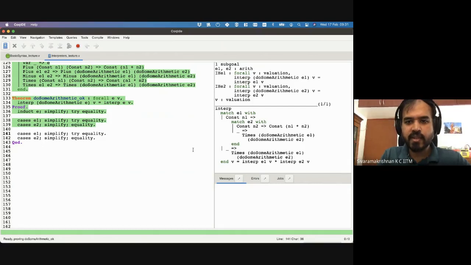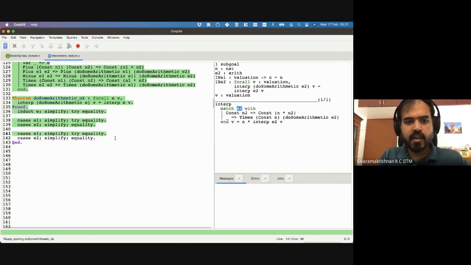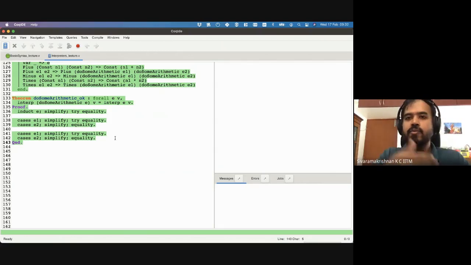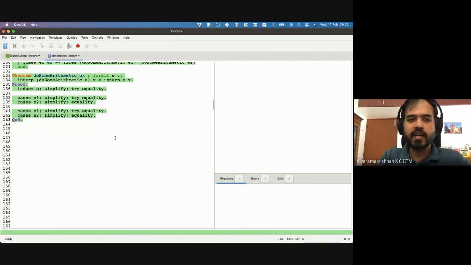So this happens to do with times, right? And we first case analyze on E1. The case analysis on E2 comes because we have this inner case, right? So that's why the second case analysis on E2 comes out. So first one goes through, second one is there. Here also we do case analysis, simplify, try equality, this goes through. Again, anytime you think the proof is sort of not clear, you can always step through slowly, right? And that will give you what is happening.